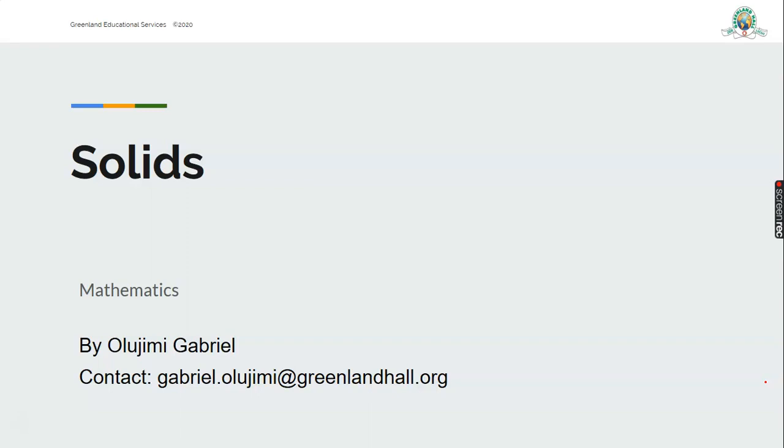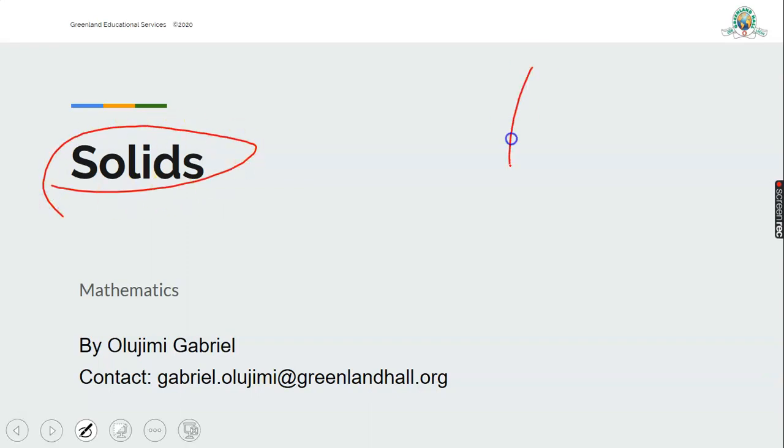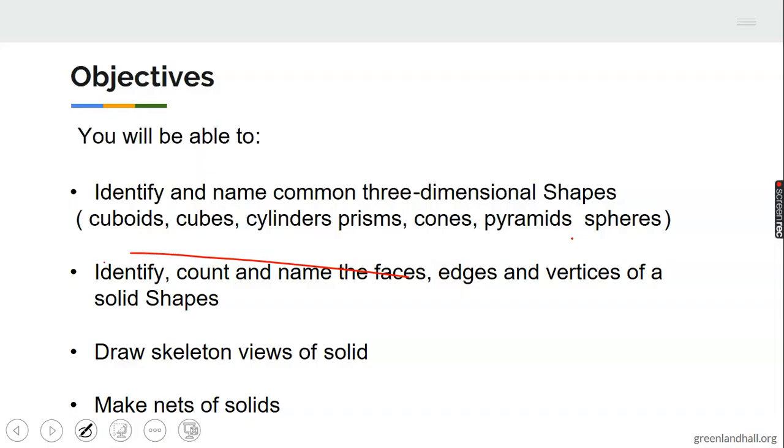This morning we'll be talking about solids. The last time we met, we talked about area. Area is a two-dimensional phenomenon. Now, before we continue, here are the objectives of this topic.